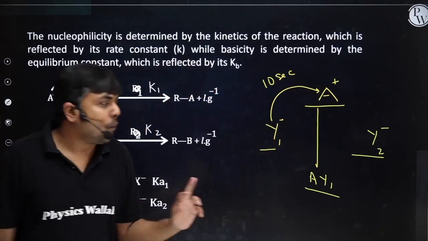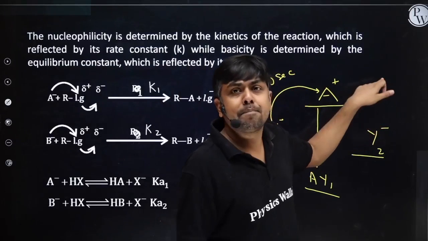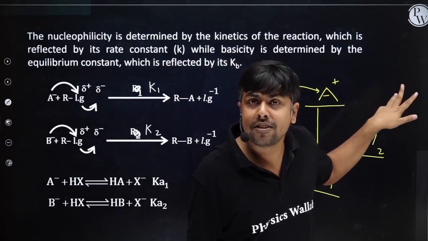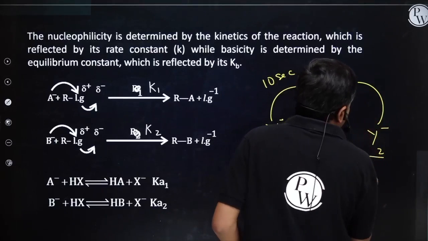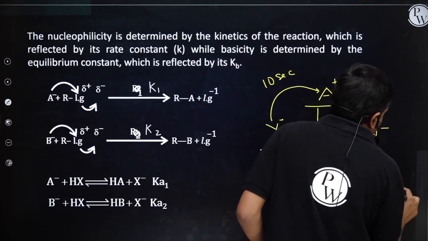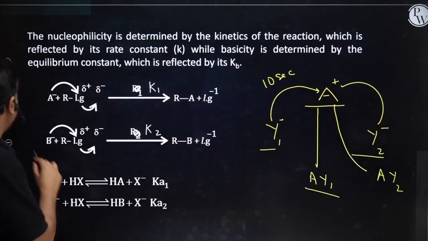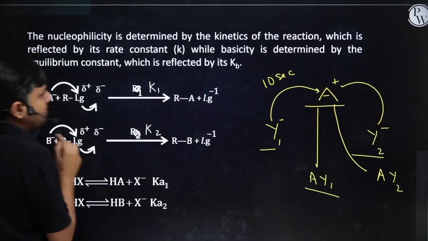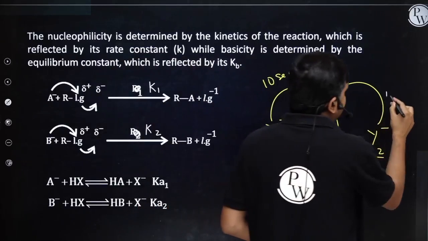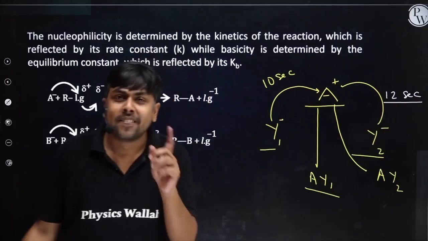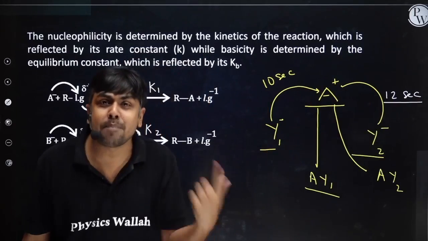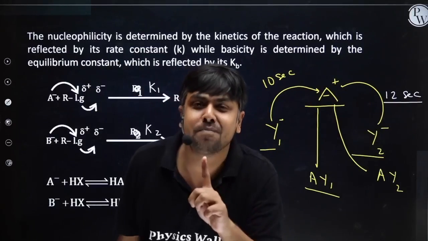Now Y2 minus is also donating a pair of electrons to this electron deficient center A plus and forming a sigma covalent bond, AY2. The time taken by this Y2 minus to approach this A plus is 12 seconds. Which one is attacking at a faster rate? Y1 minus. So which one is a better nucleophile? Y1 minus. Am I clear?